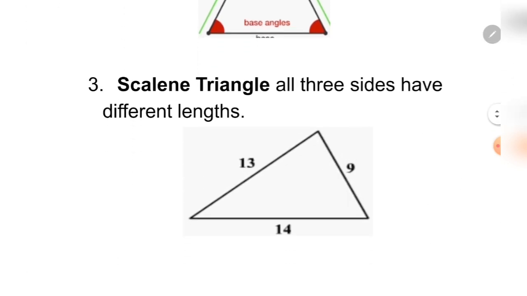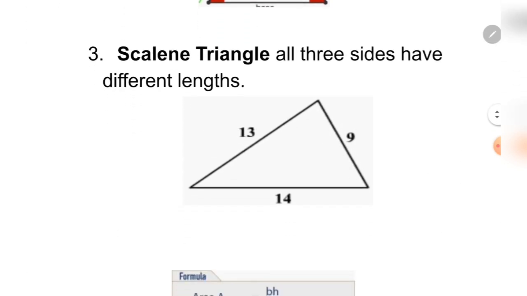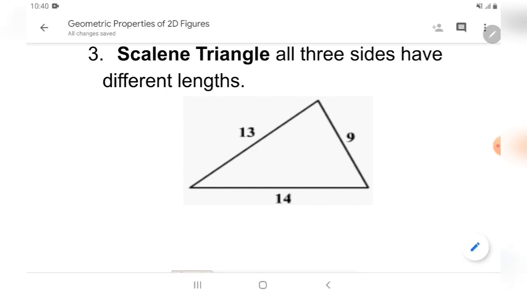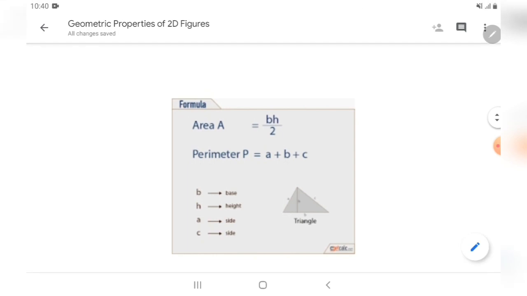Okay, next, scalene triangle. In a scalene triangle, all three sides have different lengths. In the figure below, it shows that all three sides are different. We have here 13, 9, and 14. They are not all equal.